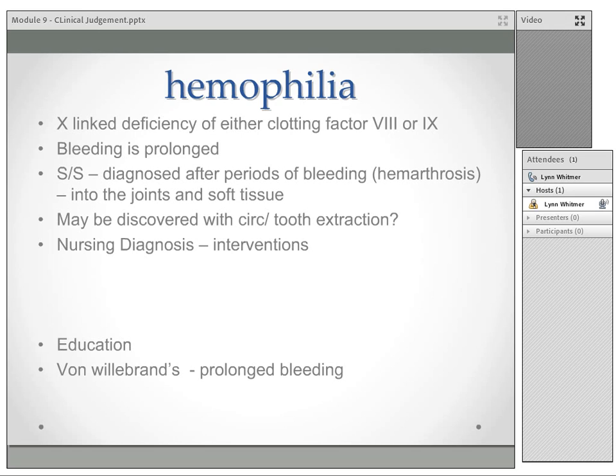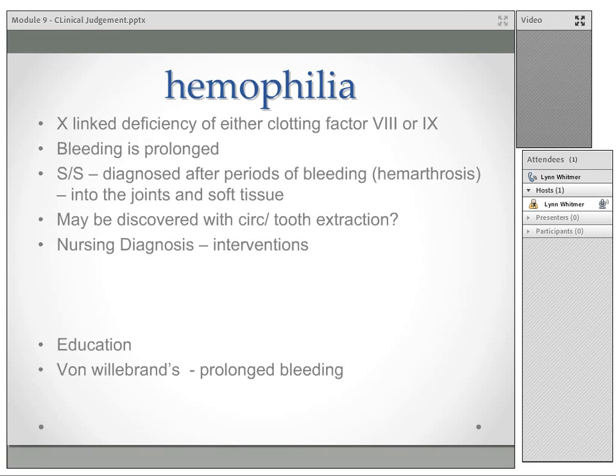Now, this may not be identified immediately until perhaps at birth with a circumcision, or later on with a tooth extraction or some type of injury that has occurred and we cannot get the bleeding to stop. So a nosebleed or some cuts or scrapes when you fall. Now there's different, I don't want to say levels, but severity of this disease. So it can be minor or it can be pretty extensive. Nursing diagnoses, again, risk of injury, pain related to the bleeding episodes, knowledge deficit, and potential for impaired physical mobility because of what's happening to the joints and the muscles and the soft tissue.